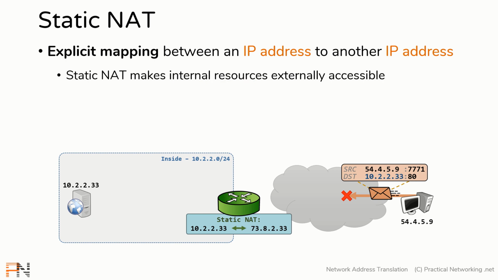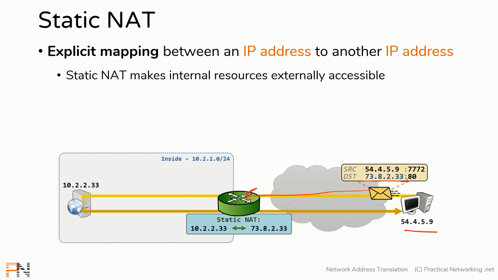In this example, I've configured my router to translate the IP address 10.22.33 to the IP address 73.82.33. Now, my external host can shoot a packet to the external IP address of 73.82.33, and this will allow the packet to cross the internet, reach the router, reach my internal resource, and my internal resource can respond. So that is how a static NAT works.